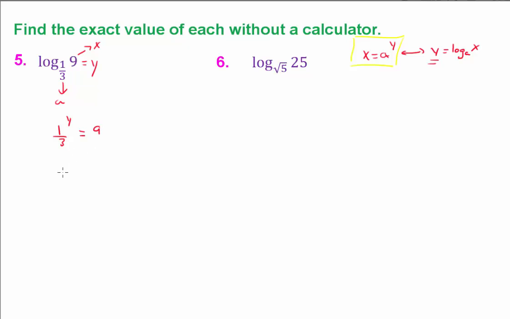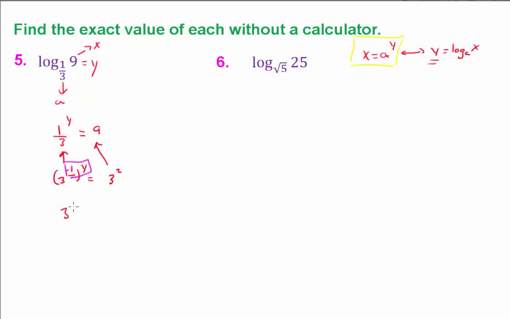Now I'm going to try to use what I know. I'm going to try to get these to be the same base so that I can set the exponents equal to each other. I'm going to try to get them both to be base 3. So I ask myself, 3 to the what is equal to 1/3? Well, that would be -1, and 3 to the what is equal to 9, and that would be 2. So now I can go ahead and multiply these two exponents using my property of exponents.